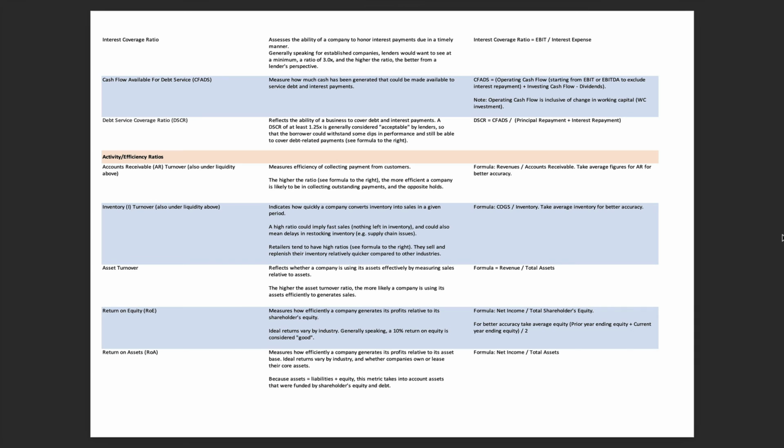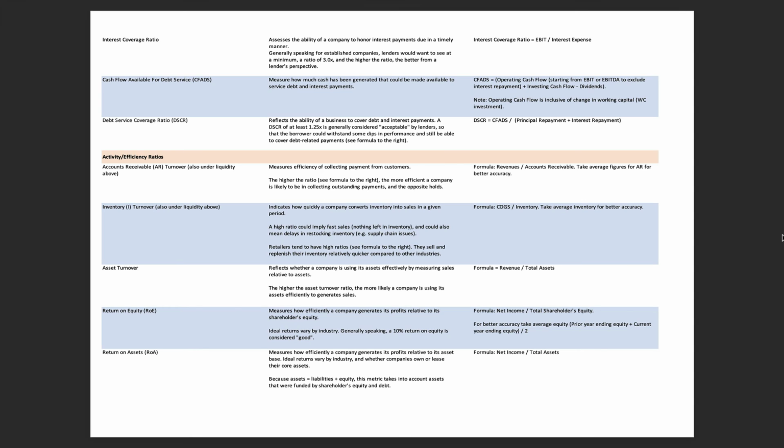So starting with the accounts receivable turnover, this is the same figure we discussed under the liquidity section above. This figure also helps measure the efficiency of collecting payment from customers. So the higher that ratio, the more efficient a company is likely to be in collecting outstanding payments, which also means that the company is more liquid because it is collecting receivables faster. It is more efficient in the receivables collection process.